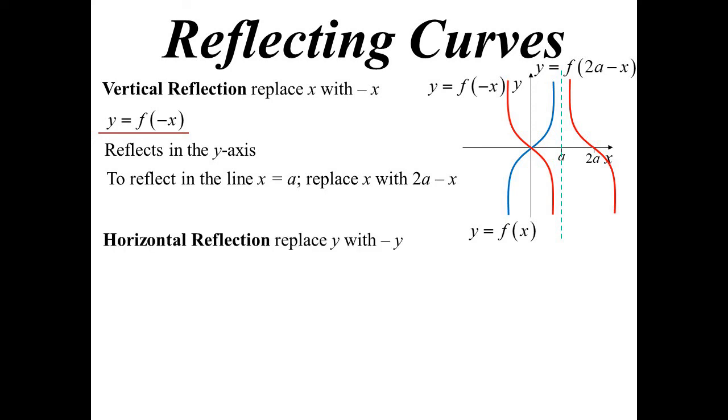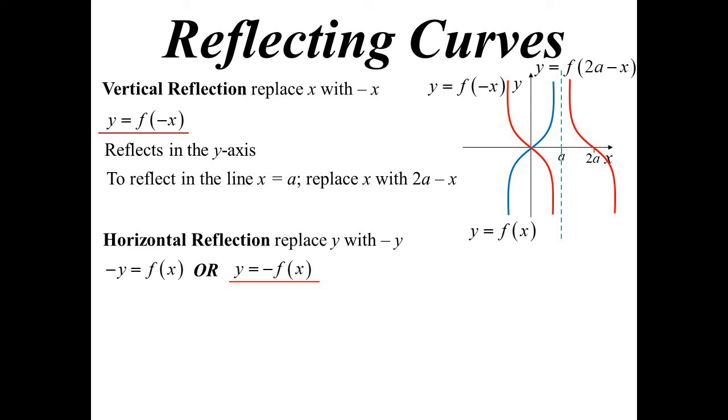Let's have a look at the horizontal reflection. We'll replace y with minus y. So again, the same idea. This time it's the y values we're dealing with, because when we reflect horizontally, it's the vertical values that change. So minus y is equal to function x, although we normally see it as y equals, so you might see it as y equals negative function x.